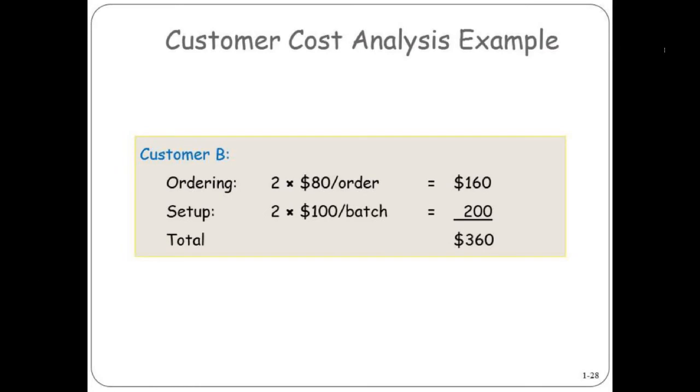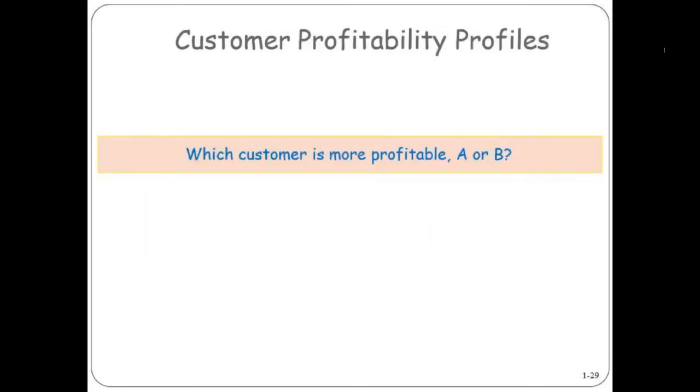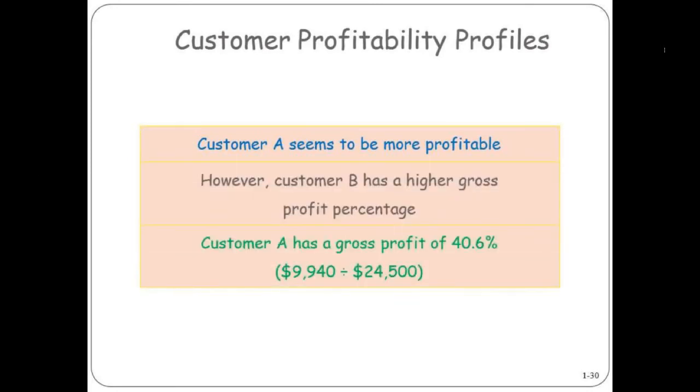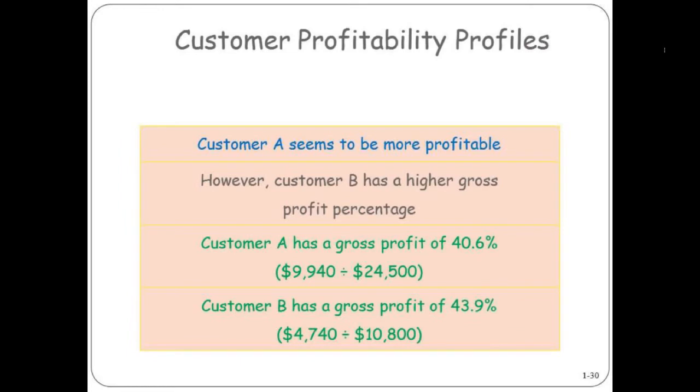Customer B had much less. So which one was more profitable? If both brought in operating income, you probably would keep both customers, right? But on a per unit basis, because of the deeper discounting you did with A and because of the ancillary costs, it's bringing less income per unit than customer B. So customer A's profit percentage is 40.6%, and customer B is 43.9%. Okay? So this is customer profitability analysis.